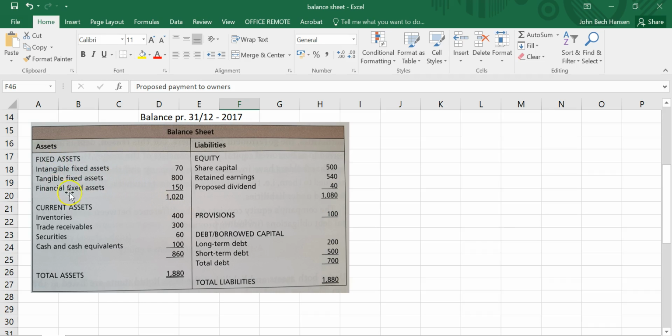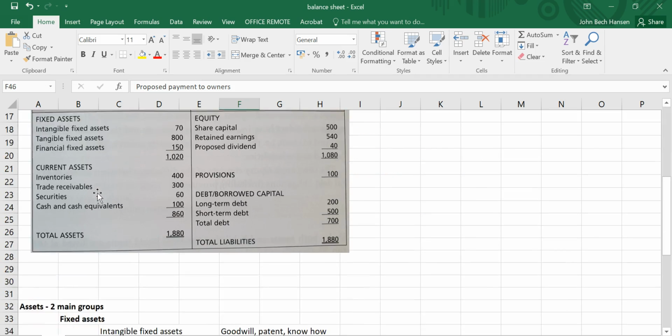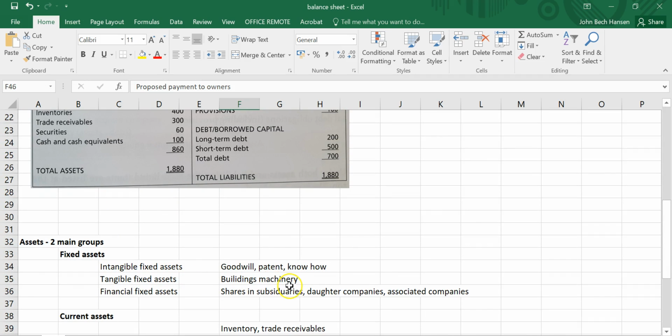Okay, fixed assets we divide also into intangible, tangible, and financial assets. And tangible, well, I think I've written something below. Tangible is buildings, machineries. That's something you can touch. Intangible, however, is something which is more fluffy. It's goodwill, patent, know-how, and you can say, how can you establish the value of these things?